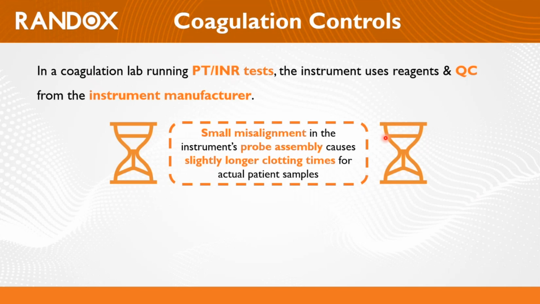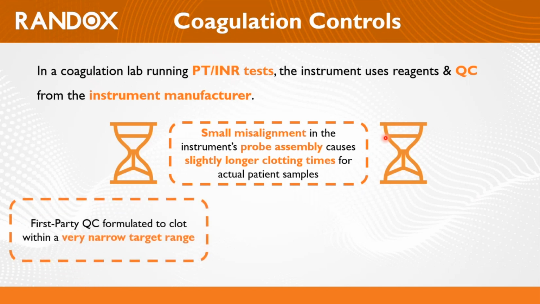Now, what happened in this lab was there was a small misalignment in the instrument's probe assembly, which causes slightly longer clotting times for actual patient samples. So their PT times were higher than what they should be. Now, the first-party control, which is formulated to clot within a very specific narrow range, is not going to go over that range, basically showing everything's fine, because these longer clotting times are not being identified by the first-party control.